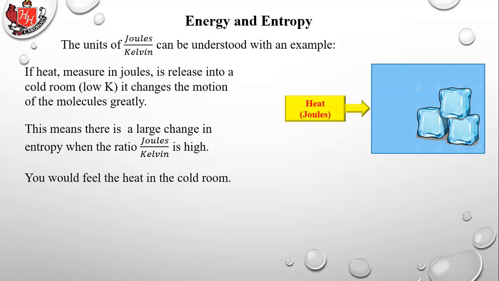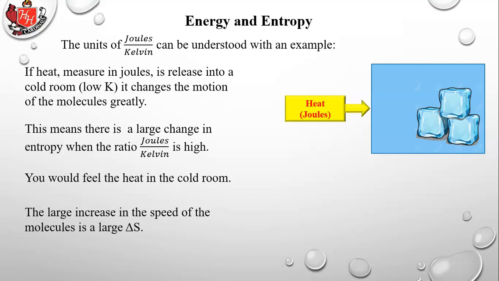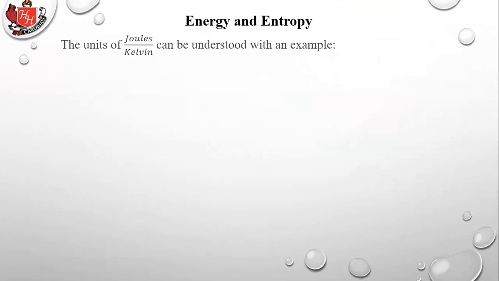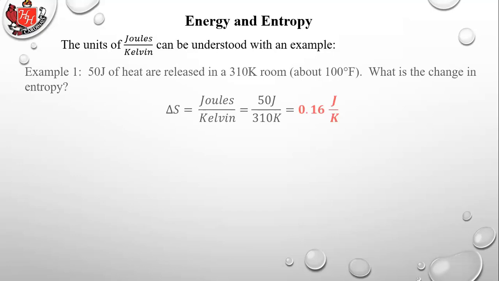So you will feel the heat coming out of that heater in a cold room. You wouldn't feel the heat coming out of the heater in a hot room, a room that's already hot, but you're going to feel it in a cold room. You'll definitely feel the heat coming out of the heater. So the large increase in the speed of the molecules is a large delta S. That's change in entropy. So there we see that again. The units are joules per Kelvin.